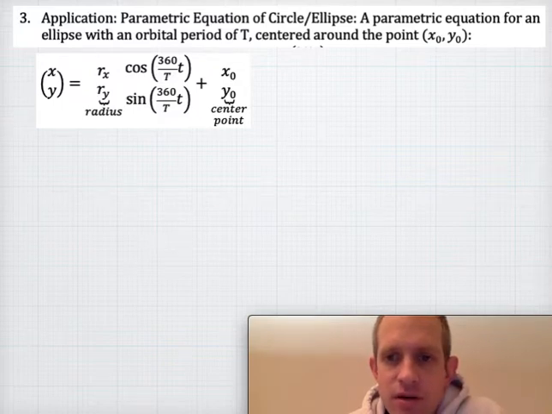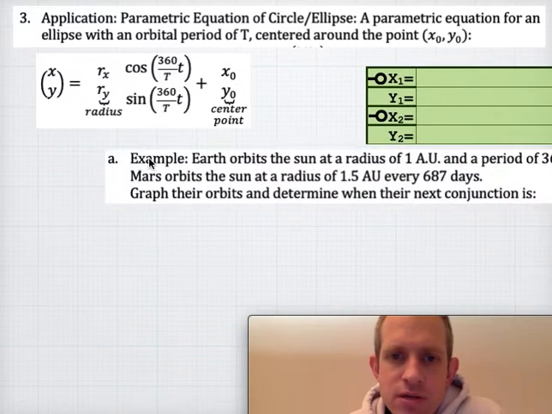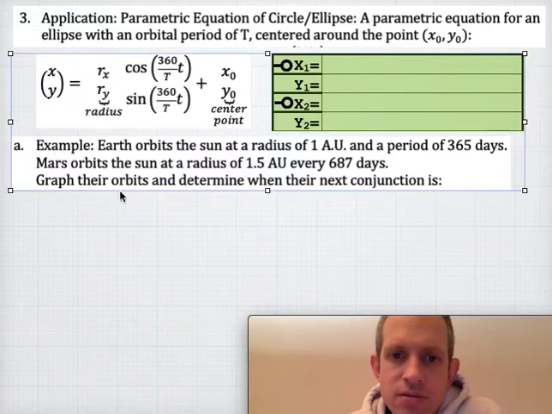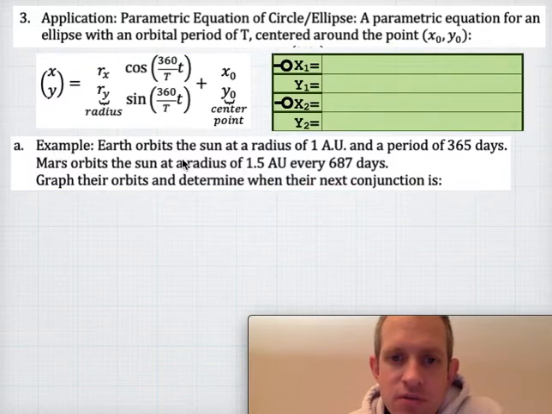And so the question is, can we use this to model, say, the solar system? If we wanted to do that, the equations that we're going to need will be shaped like this. I'm going to set one up for Earth and then another one up for Mars, and we're going to use that to graph their orbits and see when they ever line up again. That's what a conjunction is.